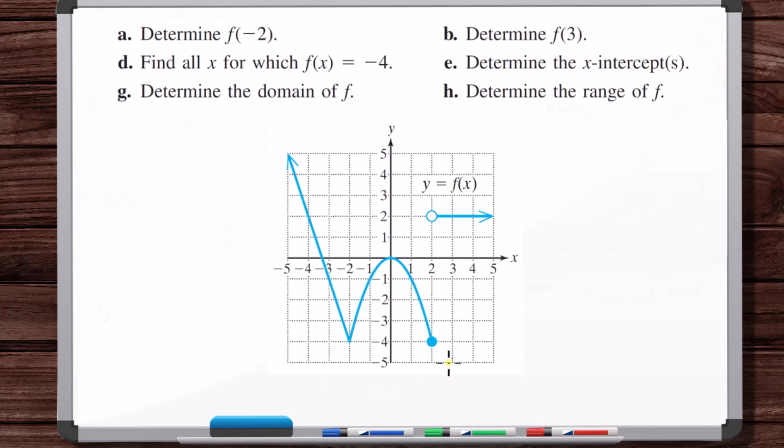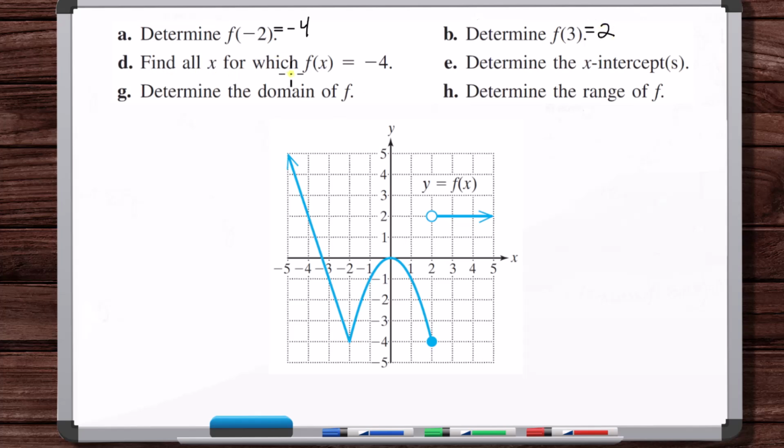Okay, we have this function here. Y is equal to f of x. This is a function. It passes the vertical line test. What's f of minus 2? Well, when x is equal to minus 2, the function is equal to minus 4. What is f of 3? Well, when x is equal to 3, the function is equal to 2.